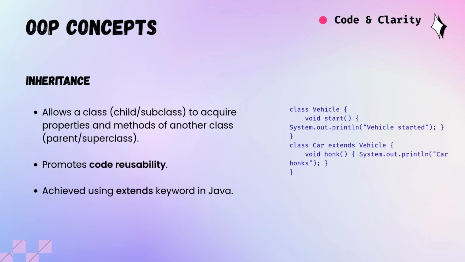Now I'll be discussing the second pillar, that is inheritance. So what is inheritance? Inheritance is like a family tree. You inherit traits from your parents, like maybe your father's height or your mother's eye color, but you can also have your own traits. In programming also, one class can inherit from another. For example, car might be a child of vehicle, so it automatically gets the ability to start or stop, but it can also have its own feature, like opening a sunroof. So, inheritance allows a class to acquire the properties and methods of another class.